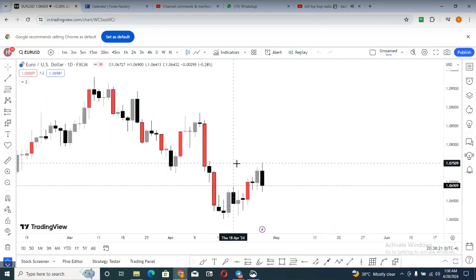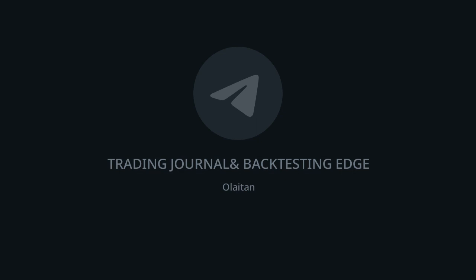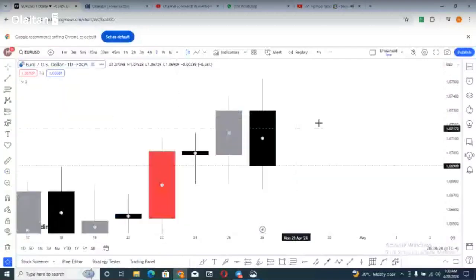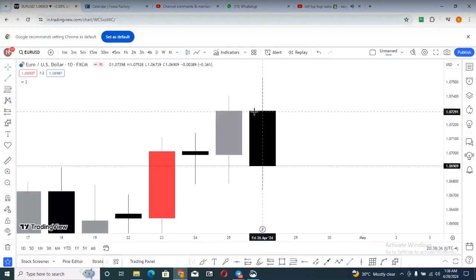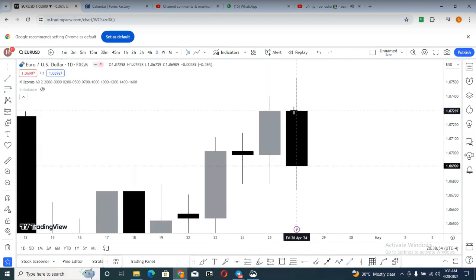Now, if you can look at this single candle here, we saw that this was a bearish candle. It's not a bullish candle. It's a bearish candle. Now, when price wanted to sell, this was the opening. The opening happened here.